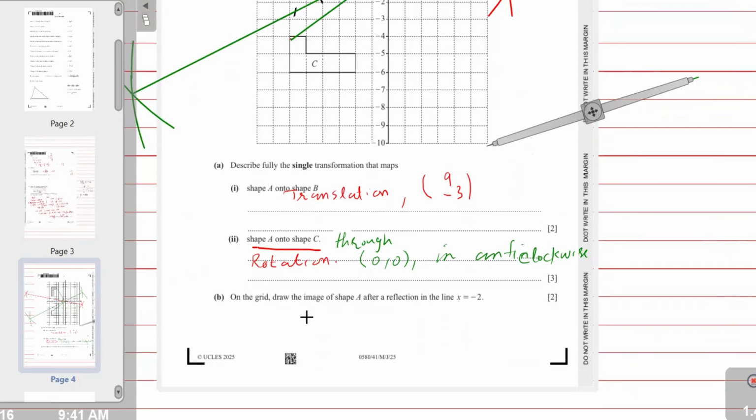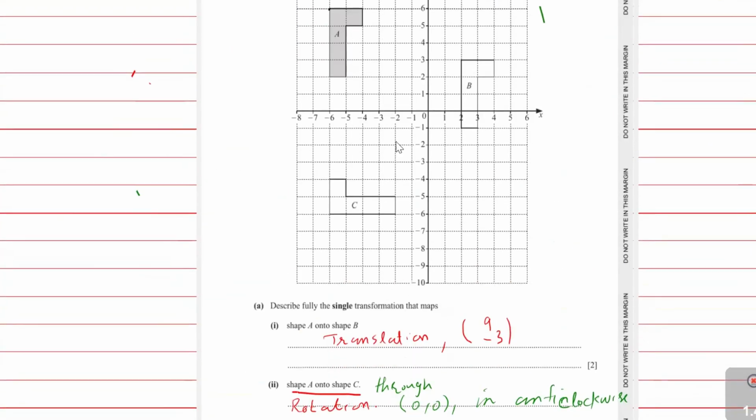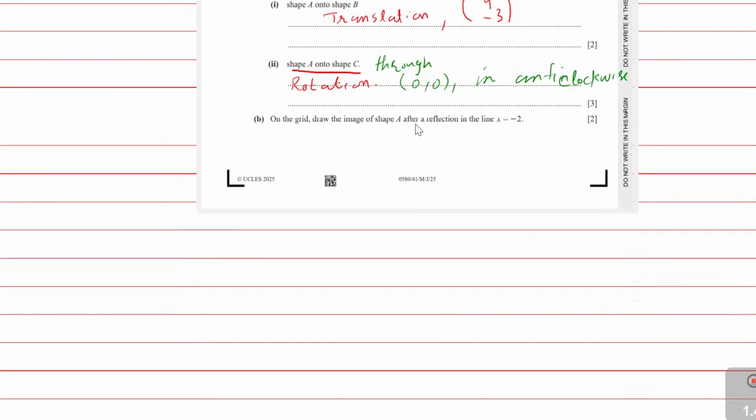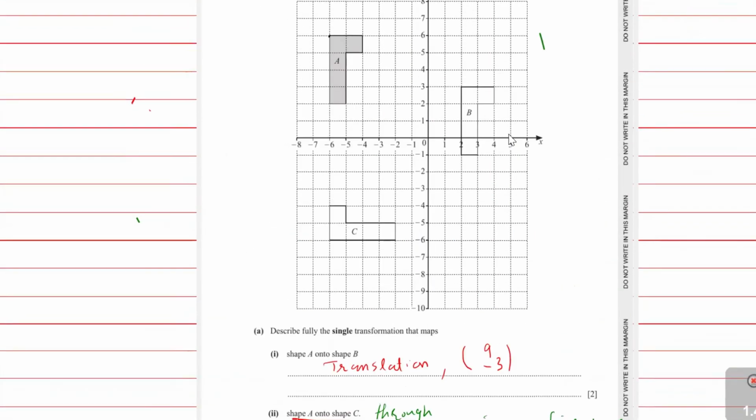Part B, on grid, draw the image of shape A after reflection in the line x equal to -2. Look here, this is the shape A, and we have to take the image of shape A after reflection in line x equal to -2. Firstly, we will draw a line x equal to -2. This line passes through the x-axis at point x equal to -2.